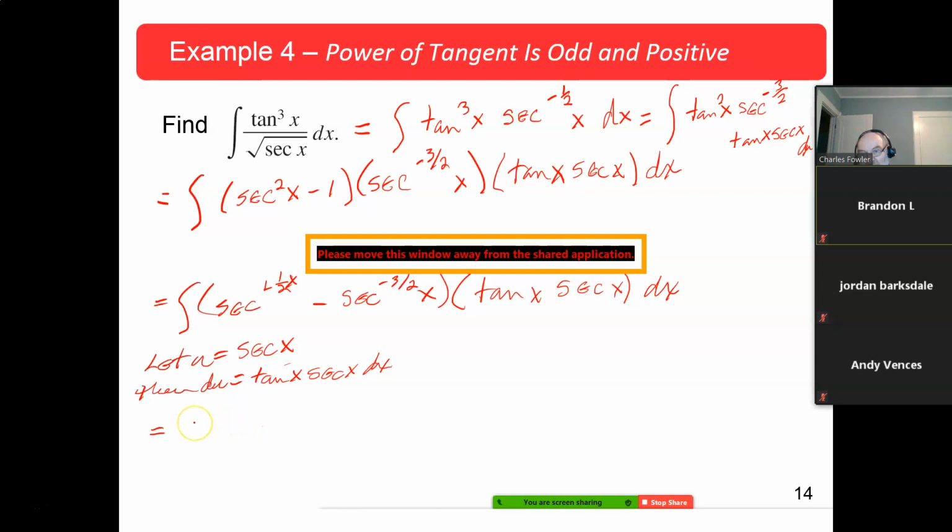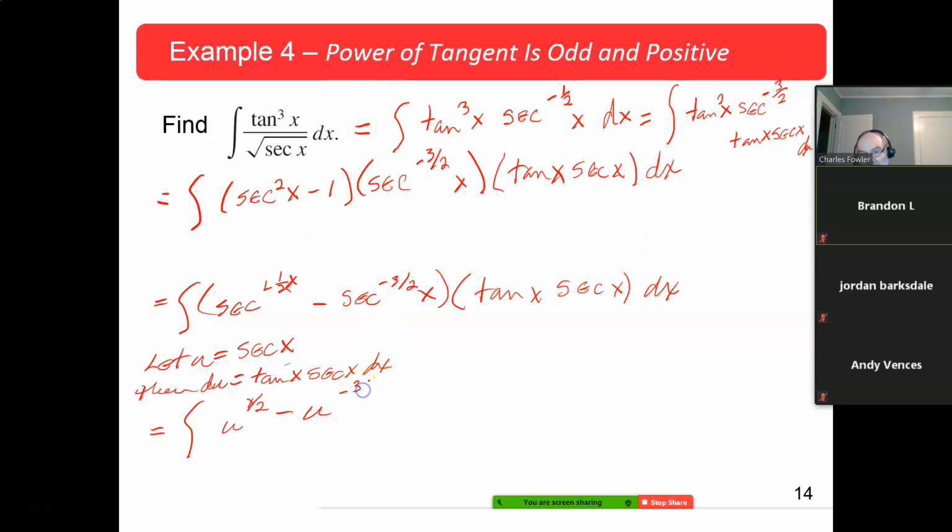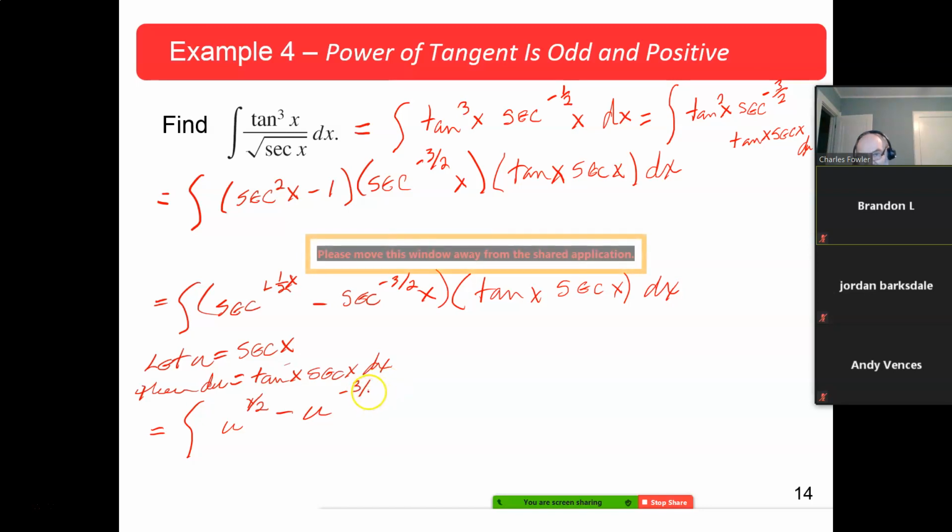In terms of u, we have the integral of u to the 1/2 x, or let's just call it x over 2, minus u secant to the minus 3/2. Okay, got something wrong here. U is secant x, okay? So this is u to the 1/2, not x. So let me make sure that's right.